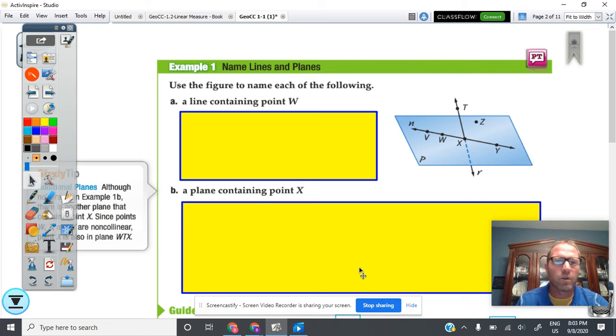We are in section 1.1. This is example 1. We are naming lines and planes. Again, this is a review from the other day. So quick review. Name a line containing point W.